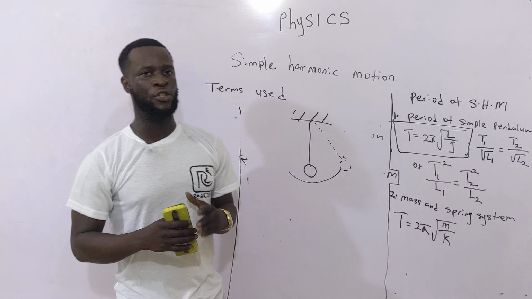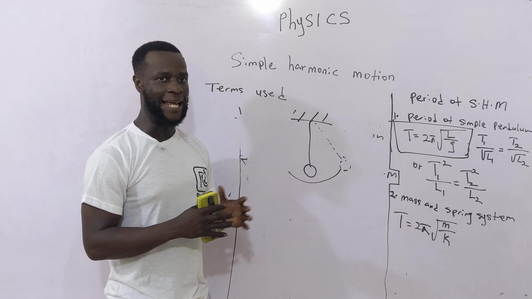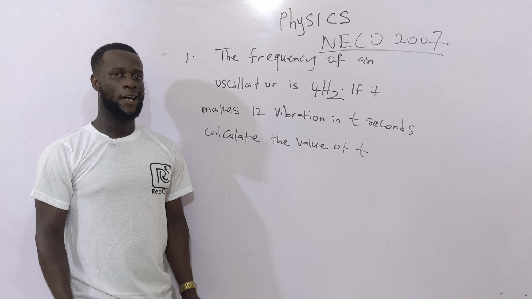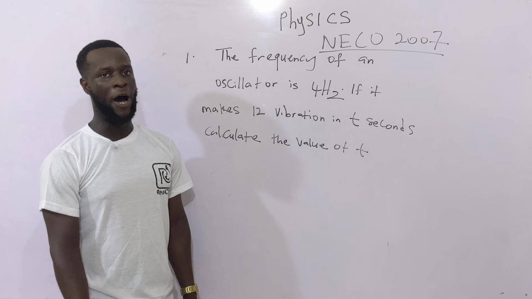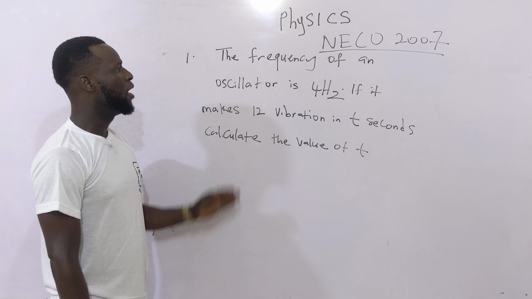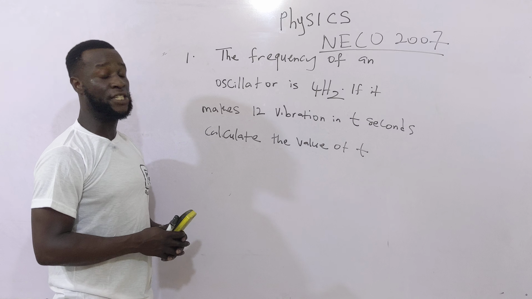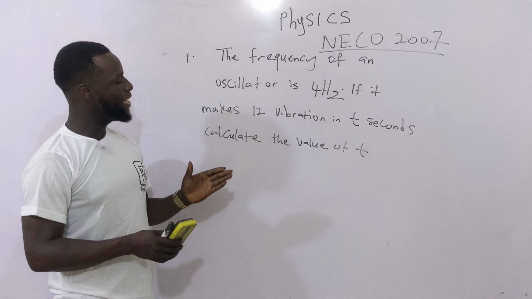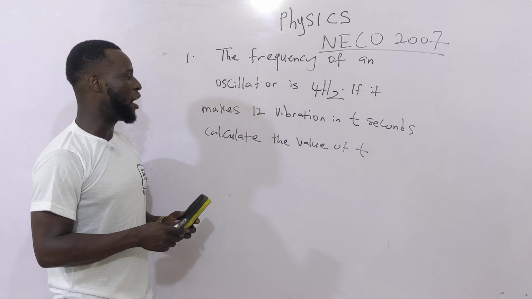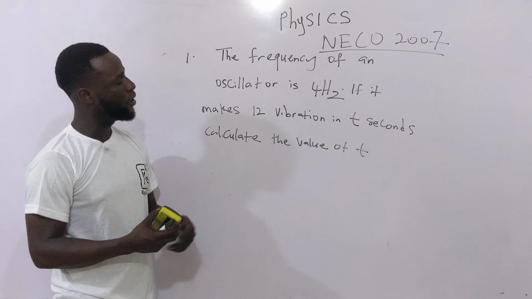Now we are going to look at some other questions that they can ask from here, still on simple harmonic motion. This is our first question. The frequency of an oscillator is 4 Hz. If it makes 12 vibrations in t seconds, calculate the value of t.